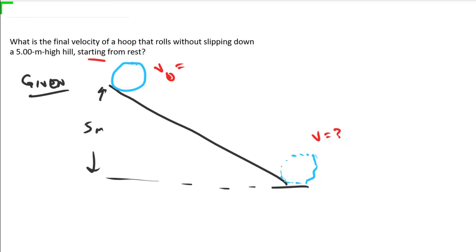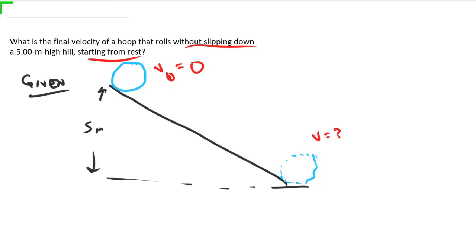They actually tell us that it starts from rest. So v naught is equal to 0, and it can't slip. If it slips, then we have some friction, and the work done by friction. So we have to be very careful here that it's actually not slipping. So it has to tell us here it's not slipping. But I won't give you anything that does slip because that's a bit more complicated.